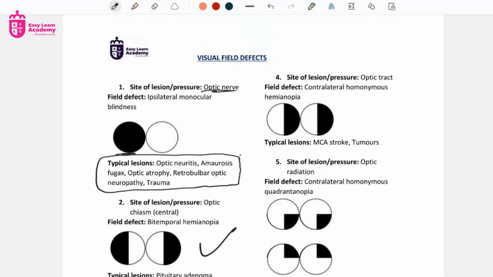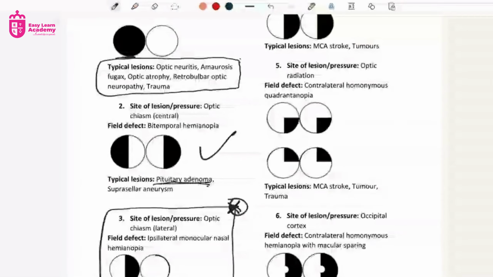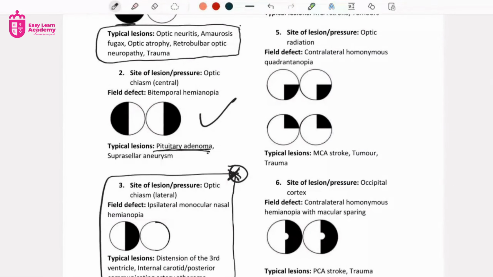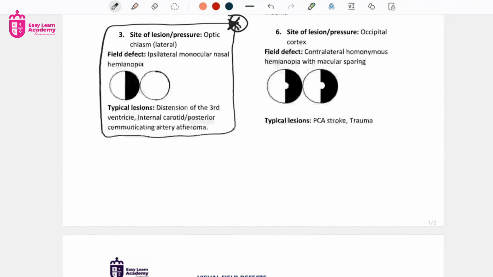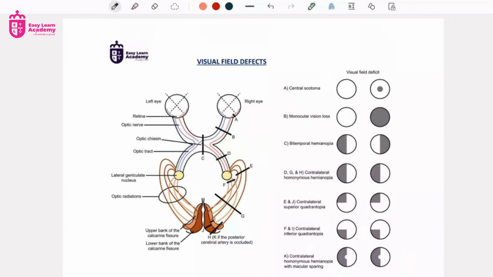Same thing for the other lesions. These are the causes. Remember all the ones we talked about, the quadrants, the upper and lower, and all that, and the macular sparing. This is your diagram, and these are the pictures beside it. So if you have it cut out at A, B, C, D, E, F, G. So we just labeled the lateral geniculate nucleus, but of course the cutting is from the pathway from the lateral geniculate nucleus. So that's E or F.